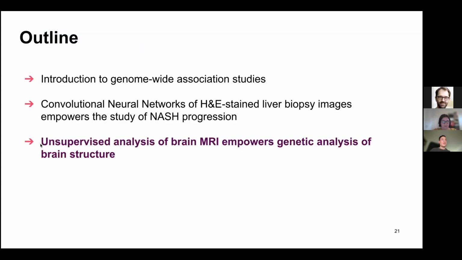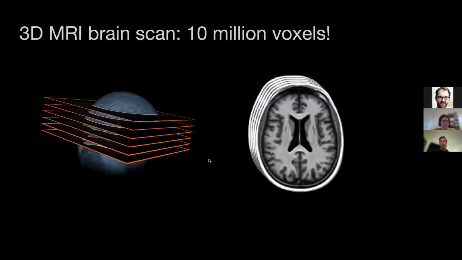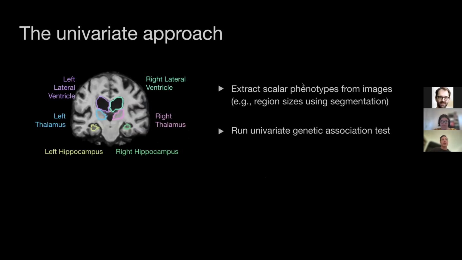Okay, so a second example: I'm going to present analysis of brain MRI data using an unsupervised learning method. These are 3D medical images. They're huge. They contain tens of millions of voxels. The typical approach is to focus on specific regions in the brain, use segmentation to estimate the sizes of these different regions, and then perform univariate GWAS on these region sizes, looking at variation across individuals.